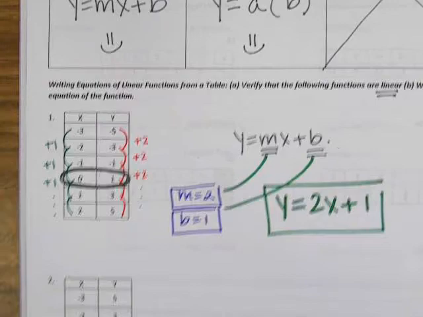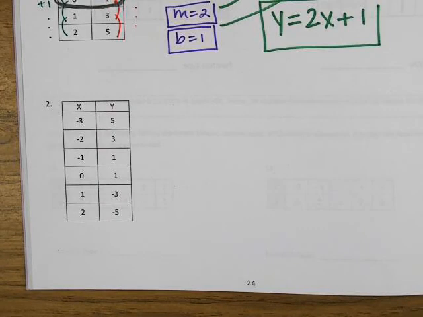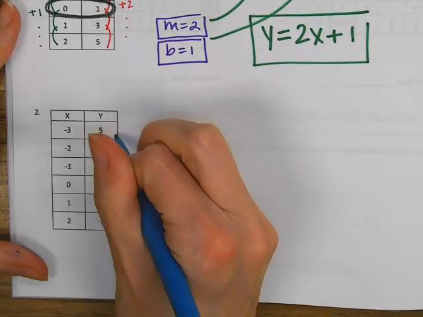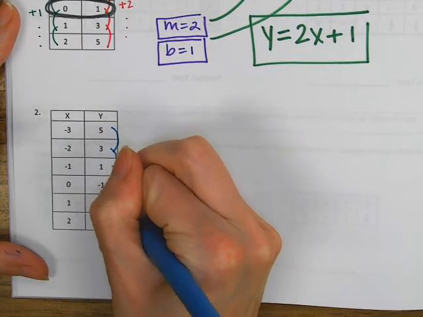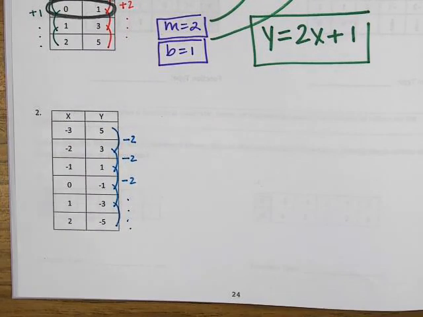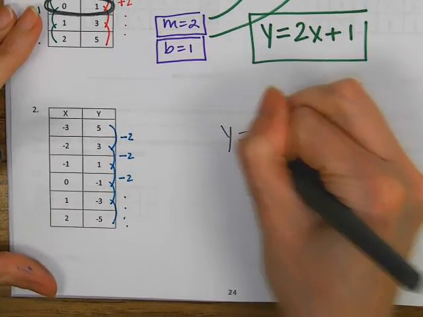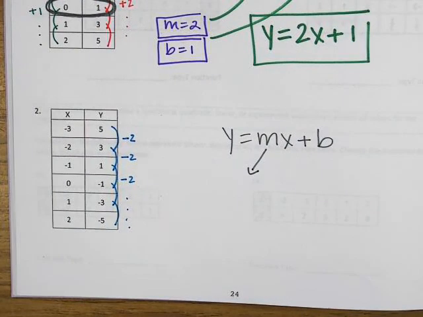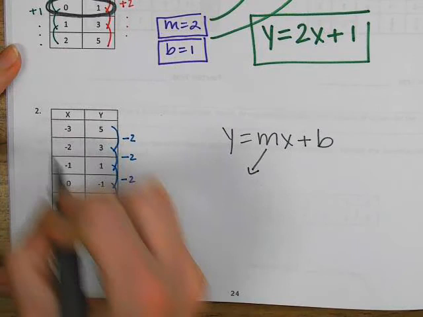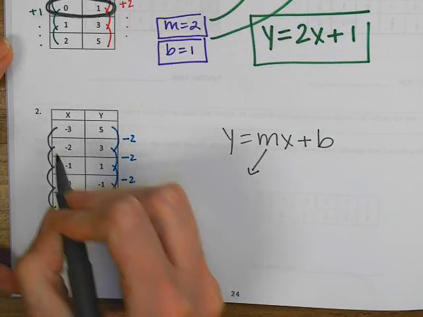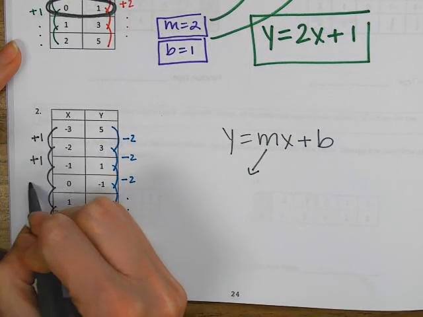All right, why don't you guys try number 2? Pause the video and try it, and then I'm going to go over it. To get from y to y, it looks like we are subtracting 2 this time. Minus 2, minus 2, minus 2. So that means it's linear. So we're going to plug in y equals mx plus b. The m is the slope, so change in y over change in x. It looks like the change in x is plus 1 again.